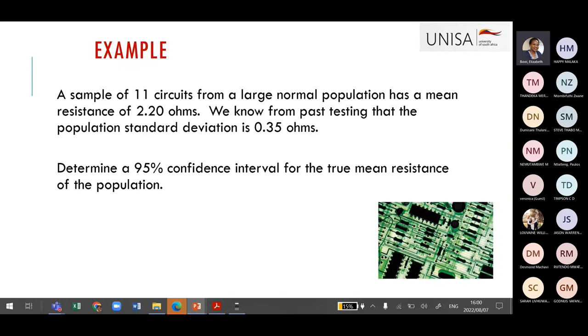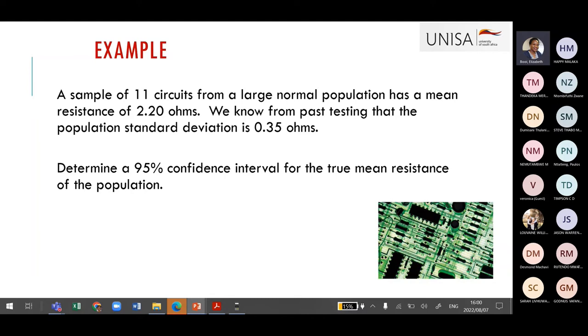Let's look at an example of how we find a confidence interval for the population mean when the standard deviation is known. Population standard deviation is known. A sample of 11 circuits from a large normal population has a mean resistance of 2.20 ohms. We know from past testing that the population standard deviation is 0.35. Determine a 95% confidence interval for the true mean resistance of the population.